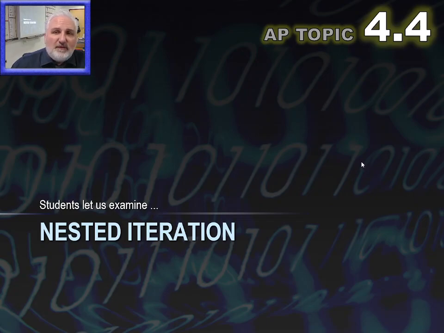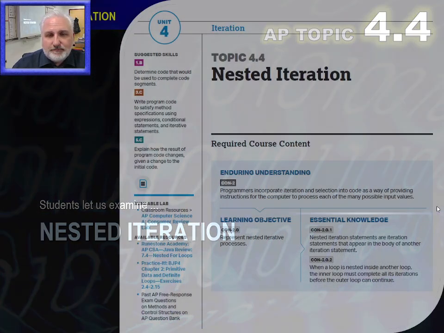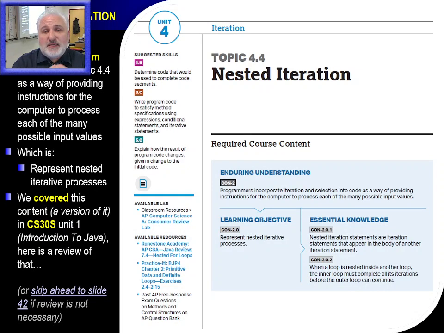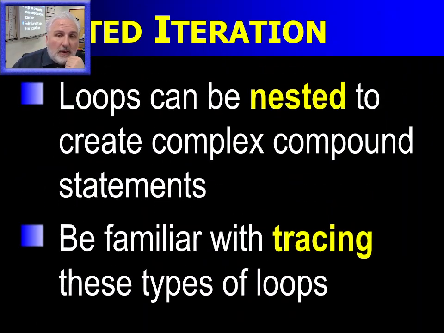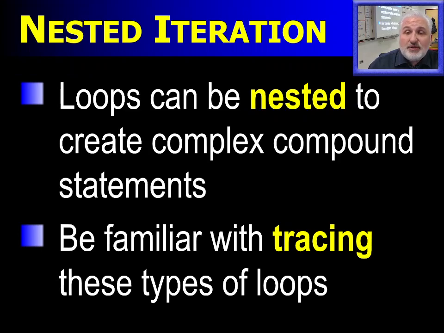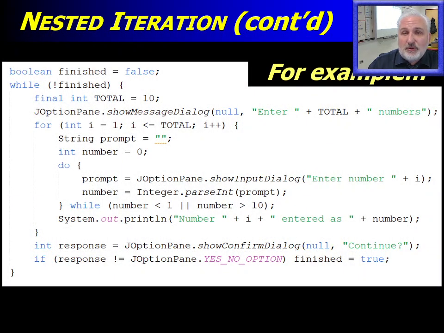All right, moving on to topic 4.4, nested iteration. So the way the AP describes this is representing nested iterative processes, or essentially placing a loop inside the body of another loop, or the block of another loop. Okay? You as a student doing the AP exam should be familiar with questions that would nest loops inside of loops, and being able to trace through those values to see what kind of result would turn out in something like a multiple choice question.